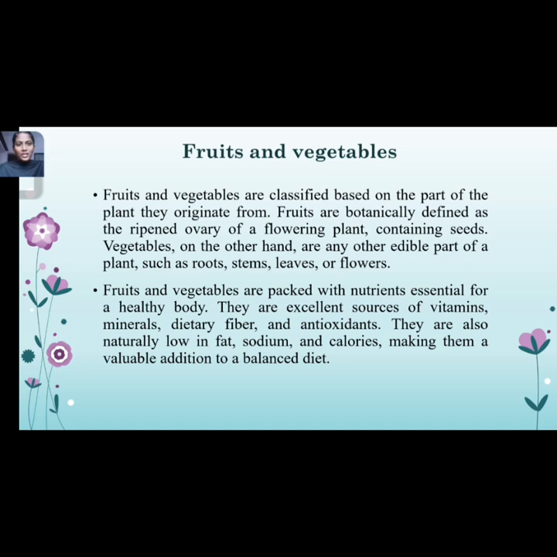Now we enter into fruits and vegetables in the food groups. Fruits and vegetables are based on the part of the plant they originate from. Fruits are botanically defined as the ripened ovary of a flowering plant containing seeds. On the other hand, vegetables are any other edible part of a plant, such as root, stem, leaves, or flowers.